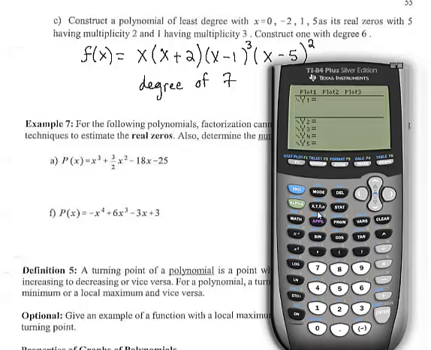So p of x has an x to the third, plus 3 halves, and to play it safe I put 3 halves in parentheses, followed by x squared. Then I have a minus 18x along with a minus 25, enter, graph.